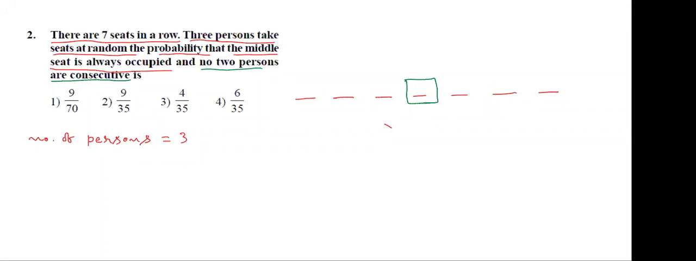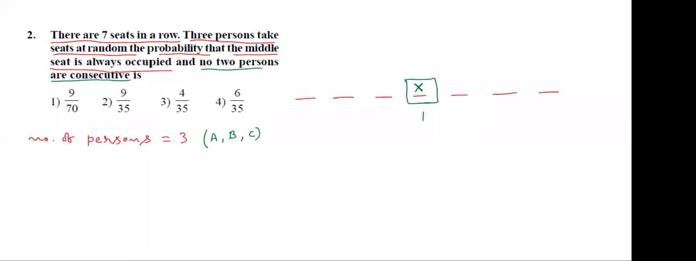Suppose the number of persons is given as 3. Instead of 3, I am taking the names A, B, C. Out of these persons, one person is fixed here. It is possible to fill it in only one way.